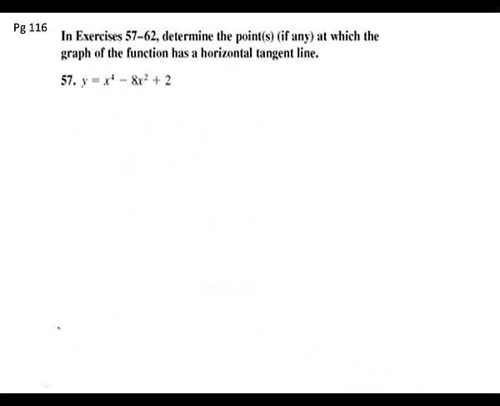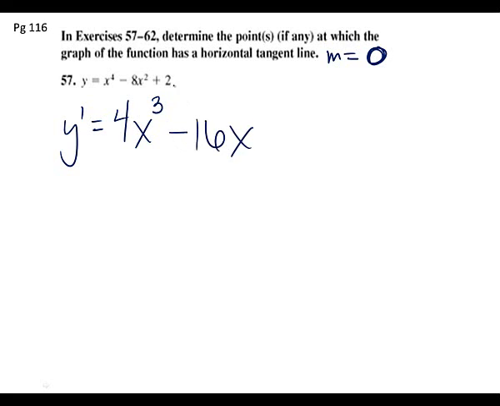Okay. Determine the points, if any, at which the graph of the function has a horizontal tangent line. What's the slope of a horizontal tangent line? 0. So this is where I take the derivative and I set it equal to 0. Okay, so we've got y prime equals, we're bringing the 4 in front, so 4x to the third. 2 times 8 is what? 16x, and then what's the derivative of 2? 0. So I'm now supposed to set that equal to 0.